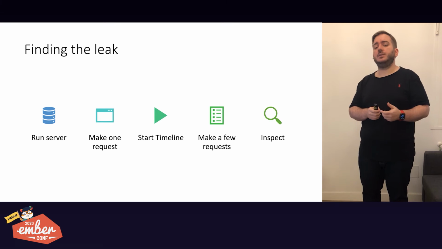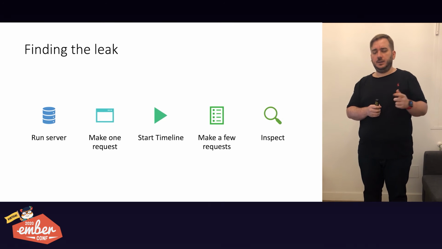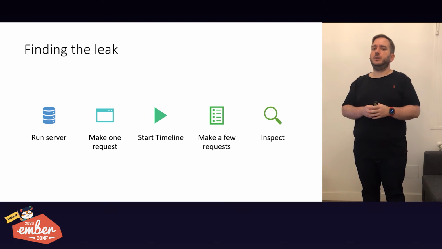For making those few requests, we usually use Apache Benchmark, the AB tool, with concurrency 1 so you can see more clearly each of those requests.